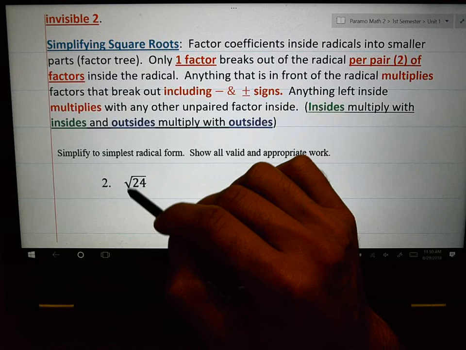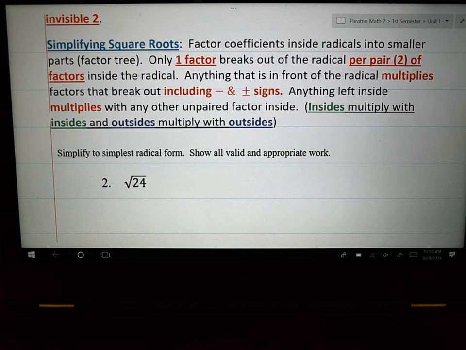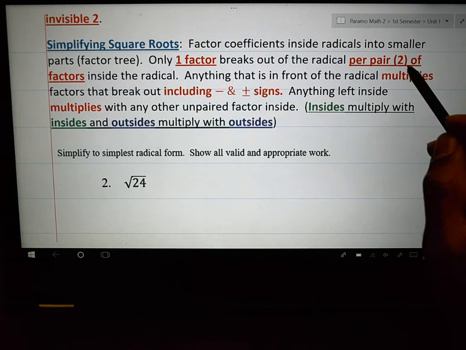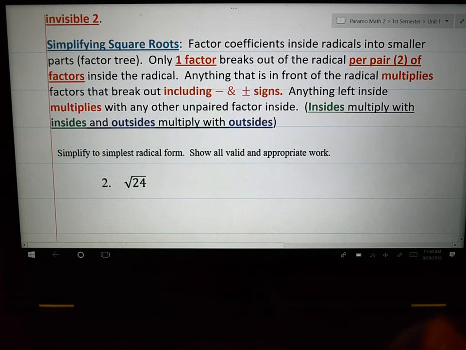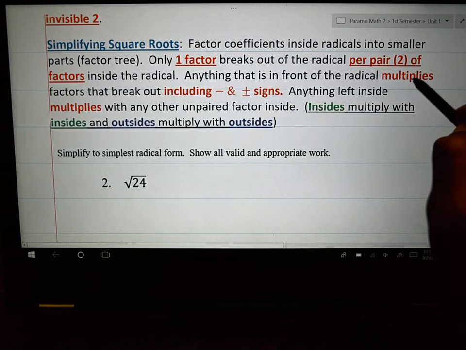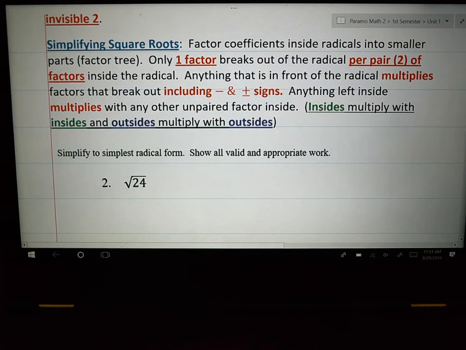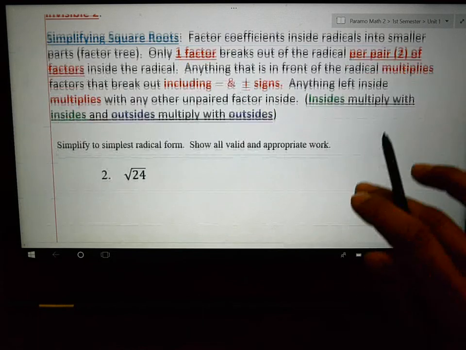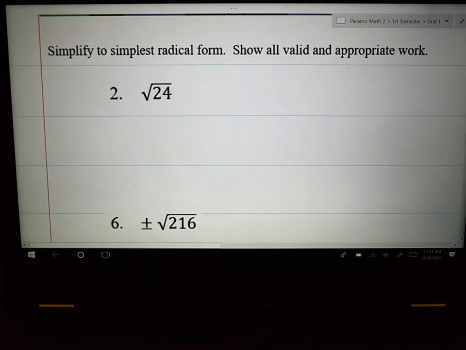I want you to think of these radical symbols kind of like a jail cell. And the factors can't break out unless they have a partner that's exactly the same as itself. And for every pair, one factor is going to break out. Anything that's outside multiplies. Anything inside is going to multiply. So let's look at an example. I'm going to start and show you number 2.